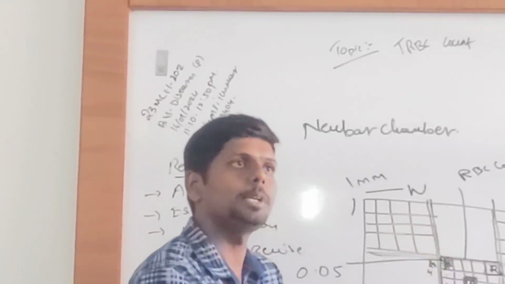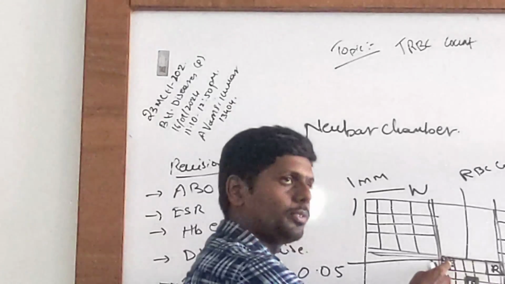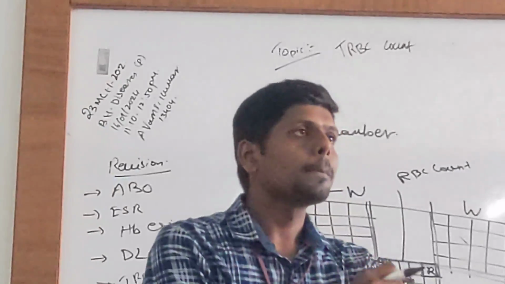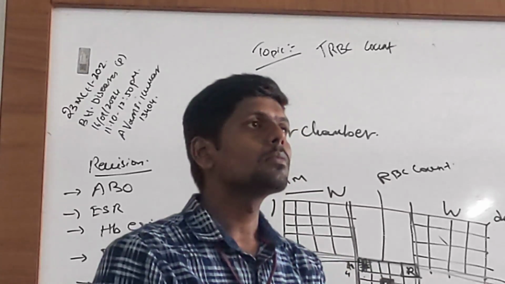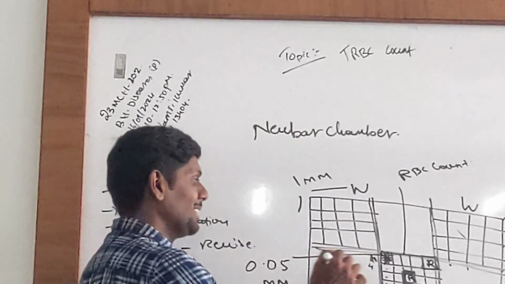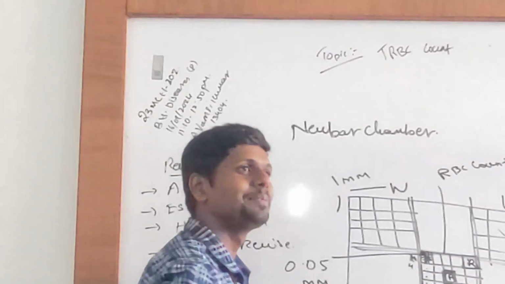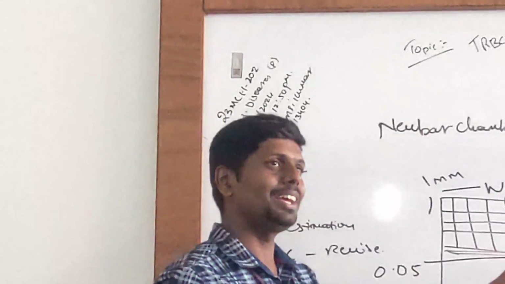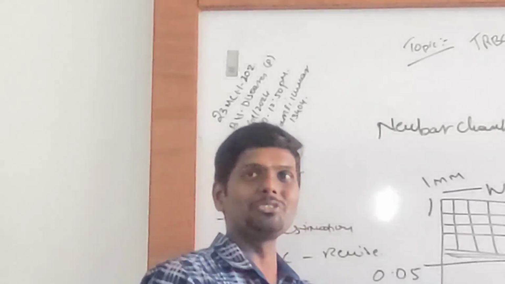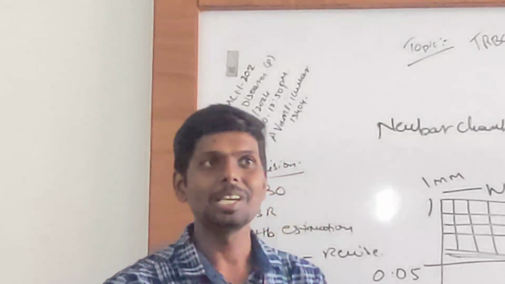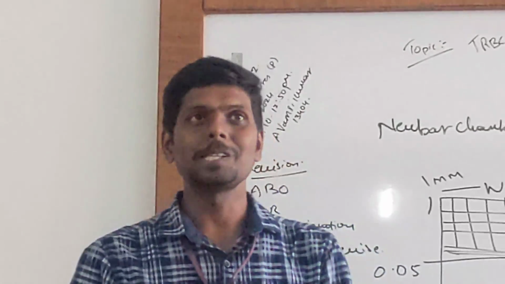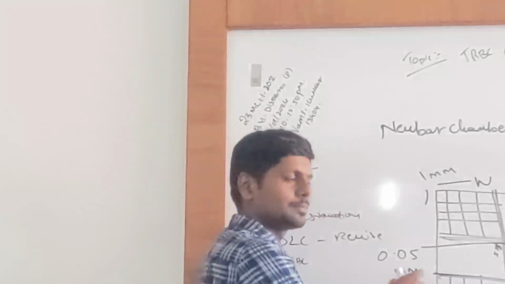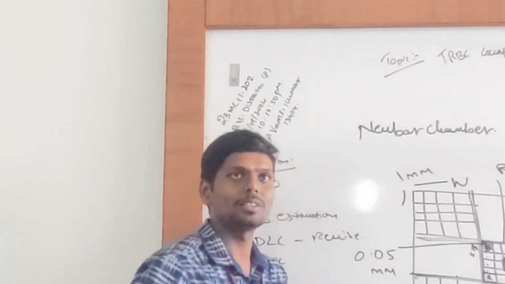These 4 into 4 squares, we count the RBC in all the small squares of this square, this square, this square, this square. Then he's asking the volume, that 0.05 mm, is of that five-square area. This 0.05 is for each 4 into 4, each square inside. This is the smallest square area, and inside this we will get this one.